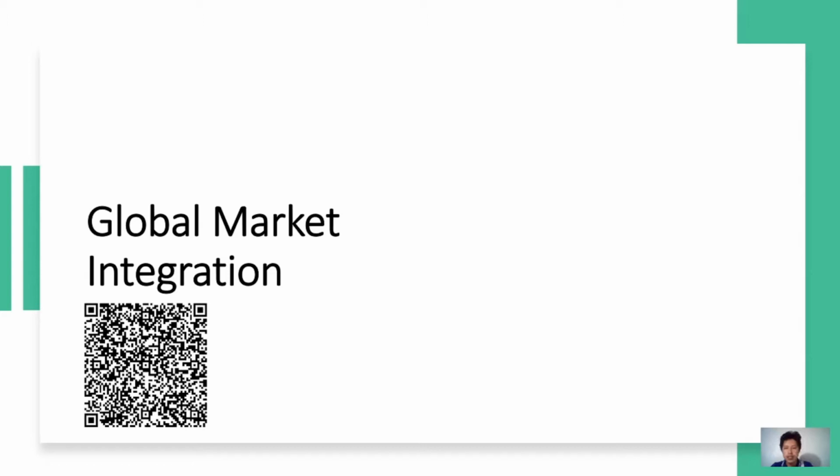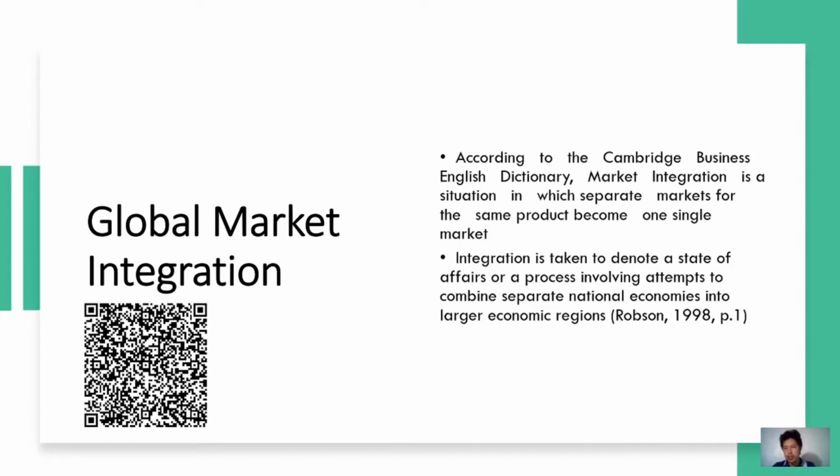According to the Cambridge Business English Dictionary, market integration is a situation in which separate markets for the same product become one single market. Or in other words, it unites multiple markets in the world. Integration is taken to denote a state of affairs or a process involving attempts to combine separate national economies into larger economic regions.